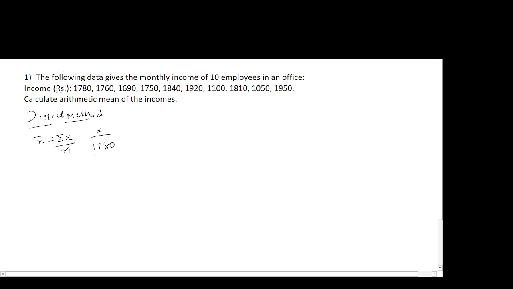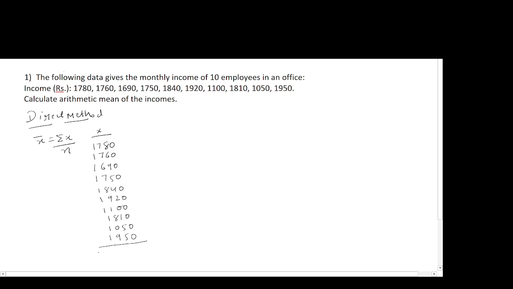1780, 1760, 1690, 1750, 1840, 1920, 1100, 1810, 1050 as well as 1950. So these are the given values of x.